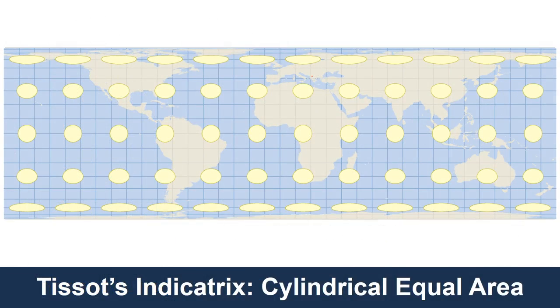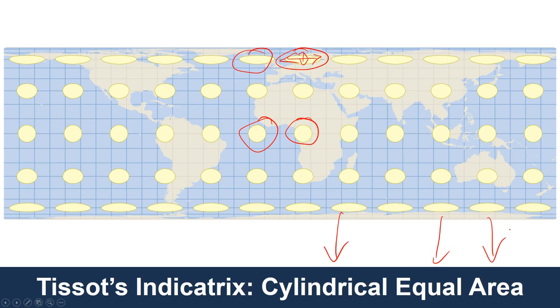For example, the Tissot's indicatrix here for the cylindrical equal area map shows that we have circles at the equator, but as we move towards the poles, they're quite squashed: stretched in the horizontal direction and squished in the north-south direction. It turns out, though, that these circles have the same area as they do at the equator. So that circle in terms of its actual coverage area is the same, which is why it's referred to as a cylindrical equal area projection, as the areas are being maintained.